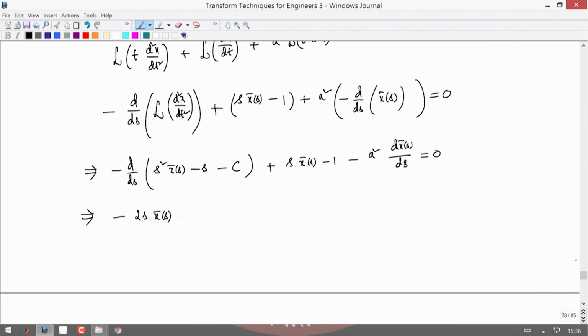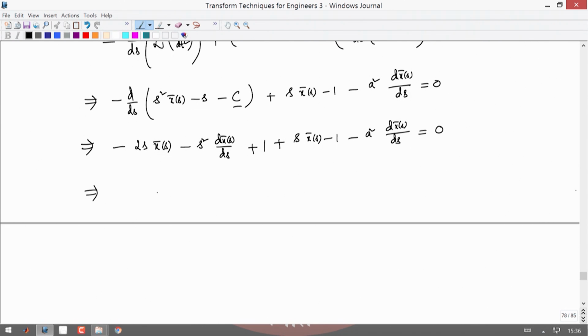So if you actually differentiate this, you can see that this is going to be 2s x bar of s minus s² dx bar of s by ds, minus minus plus, if you differentiate that is 1, this is a constant, that is 0, plus s x bar of s minus 1 minus a² dx bar of s by ds. So if you look at this, you make a minus on both sides. So you have a plus here, this is going to be minus, this is going to be minus, and this is plus, this is plus.